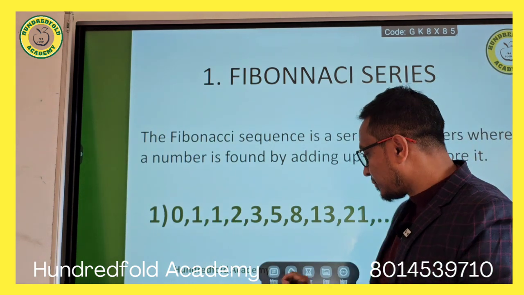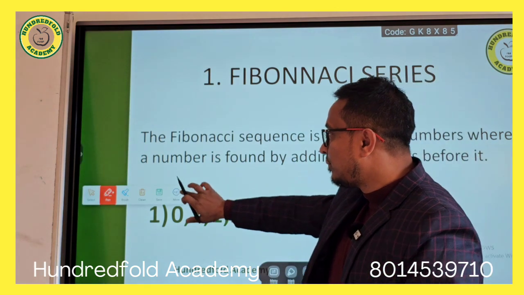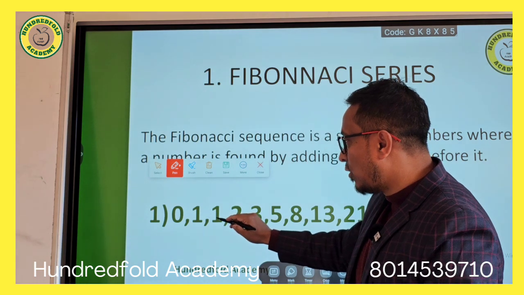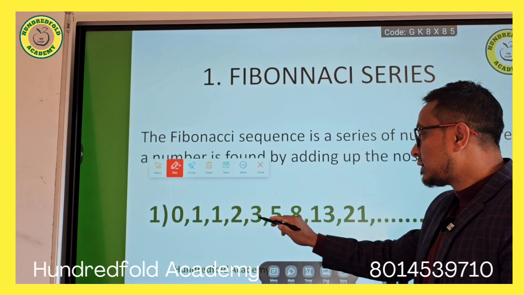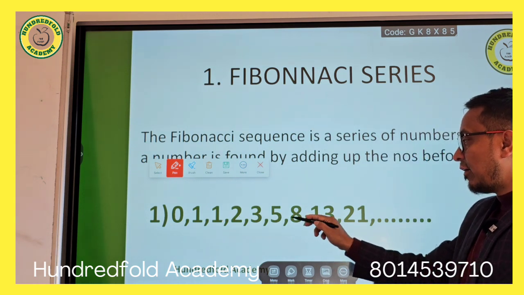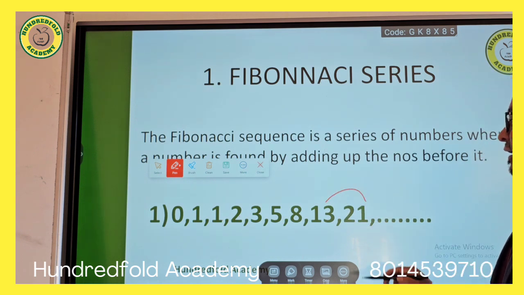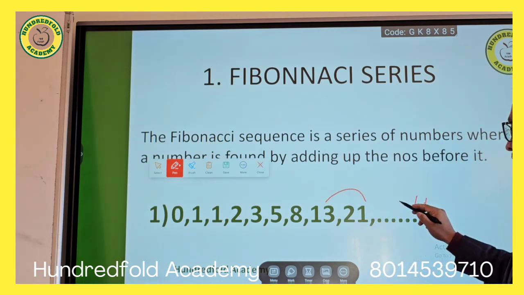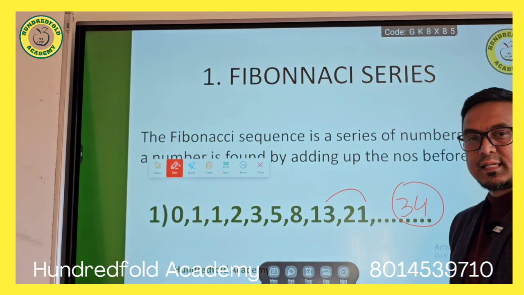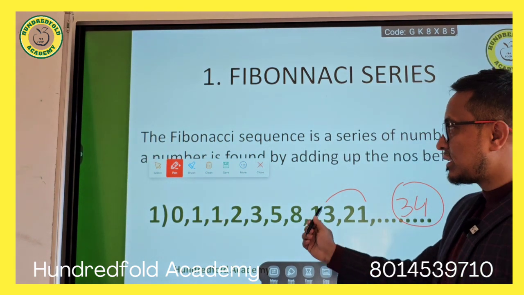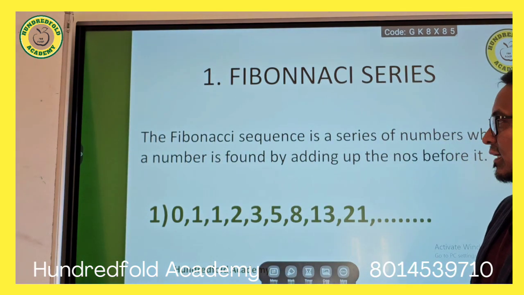So 0 plus 1 gives me 1, 1 plus 1, 2, 1 plus 2, 3, 2 plus 3 is 5, 3 plus 5, 8, 5 plus 8, 13, 8 plus 13, 21. So now 13 plus 21, I guess 3 plus 1, 4. The next one is 34. So this is basically what the Fibonacci series says. You just have to add with your previous one and you can find out what is the next number.